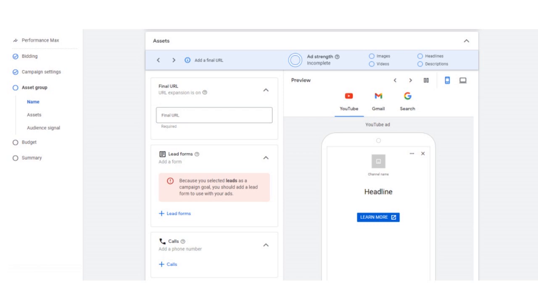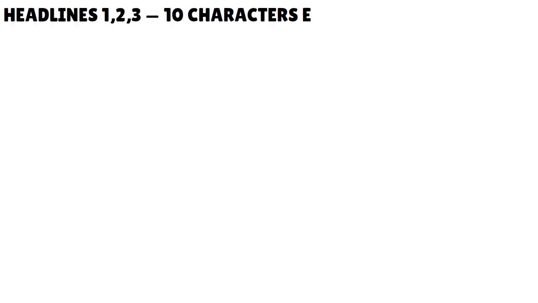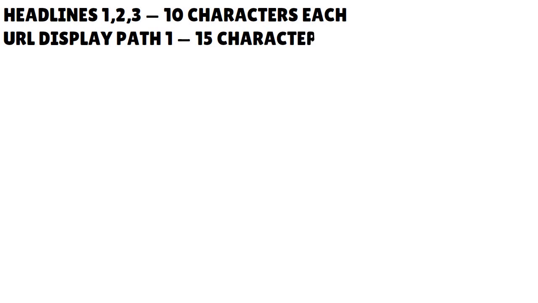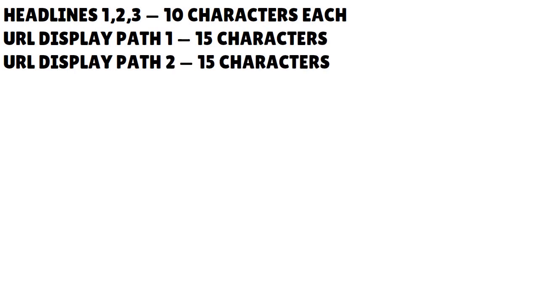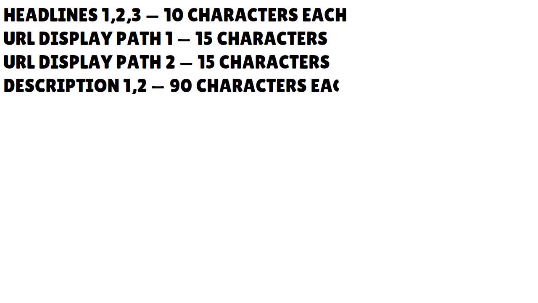The specifications for this text are as follows. I'm going to put this on the screen here. So for headlines 1, 2, 3, URL display path 1, URL display path 2, and description 1, 2, you have the limits that come with every section. Each separate headline is pipe separated. Additionally, the first description line will have a period added to it automatically.